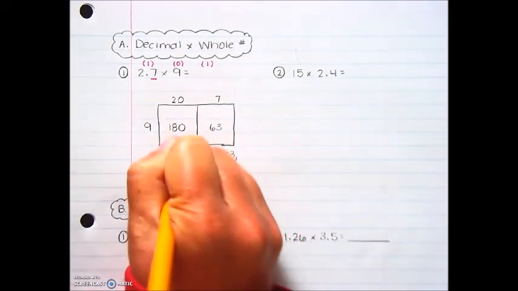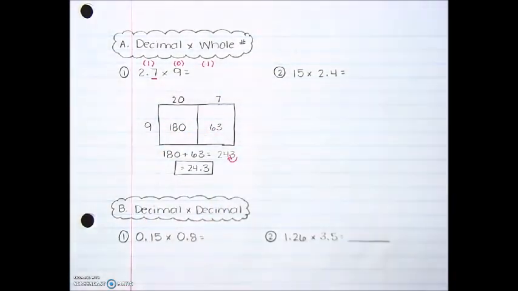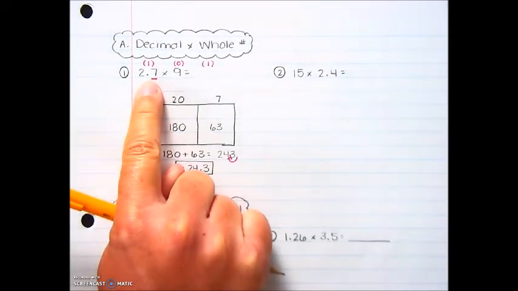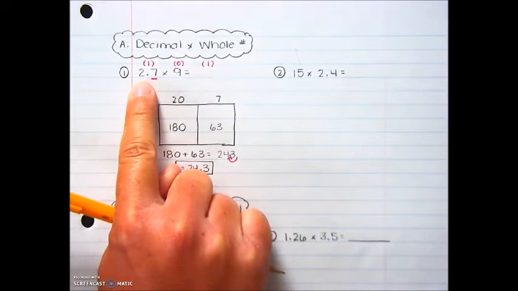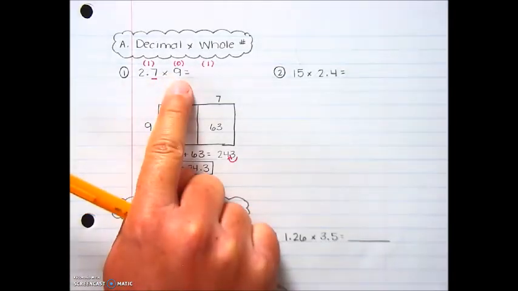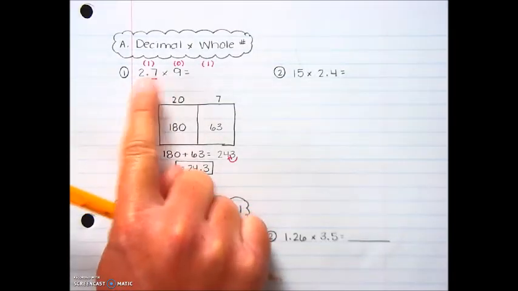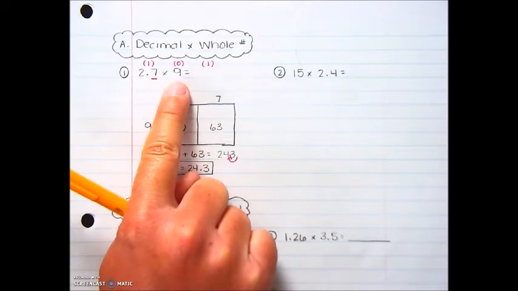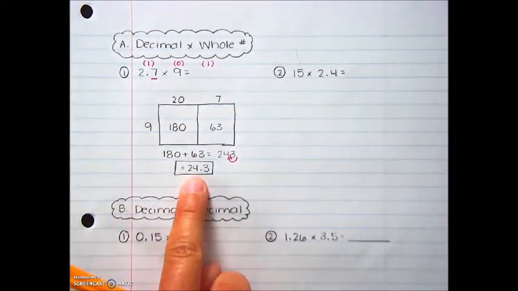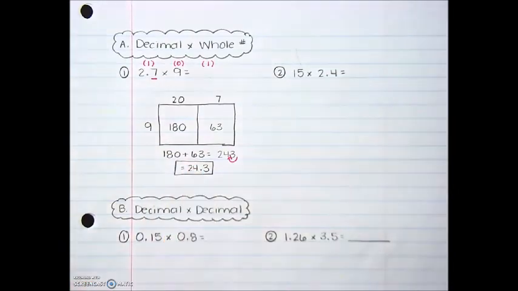And if I think about that, that makes a lot of sense because 2 and 7/10 is almost 3. It's in between 2 and 3. So if I multiply 2 times 9, I get 18. And if I multiply 3 times 9, I get 27. So that means my answer needs to be between 18 and 27, which 24 and 3/10 is. So that's a quick check to make sure that our answer is reasonable.